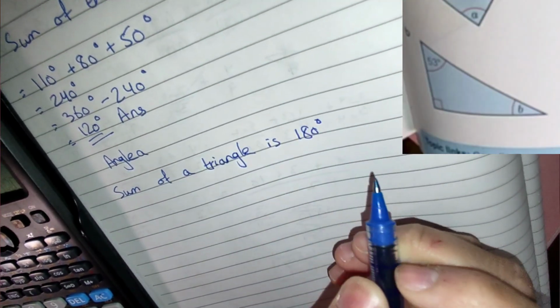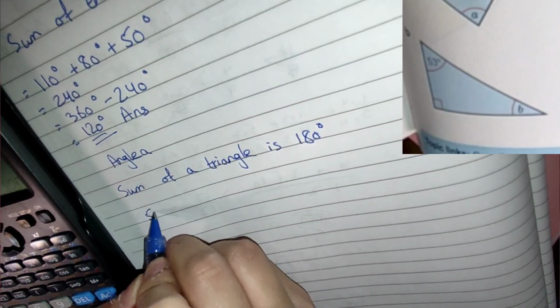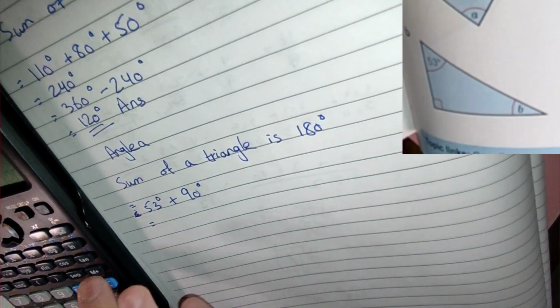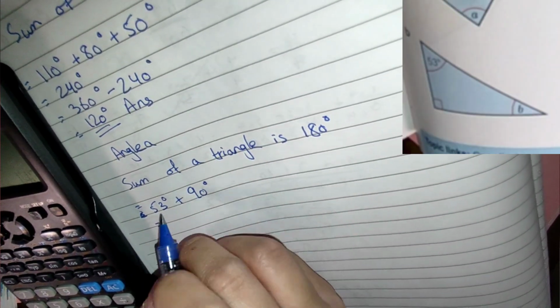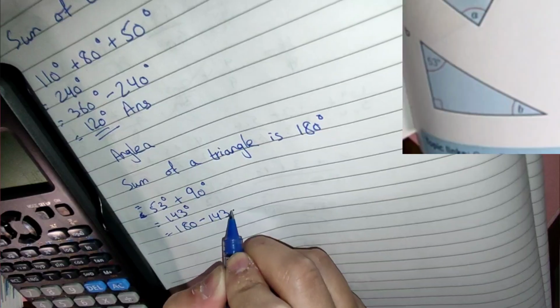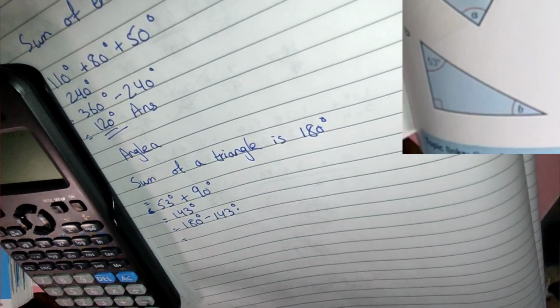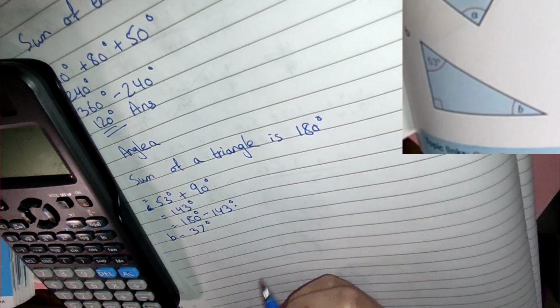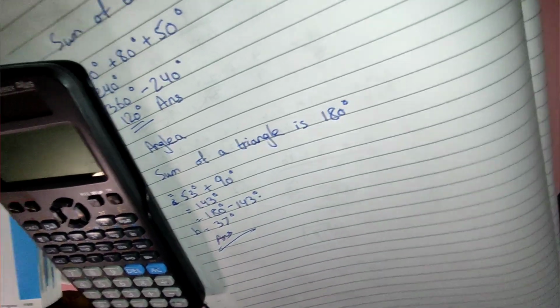is 180 degrees. So we have 53 degrees plus 90 degrees. So 53 plus 90 is equal to 143. So 180 minus 143 is equal to how much? 37. So this is our angle B. This is the answer. So 53 plus 90 plus 37 makes 180. So hence it's proved that the sum of the triangle is 180 degrees. If you have any further questions, let me know.